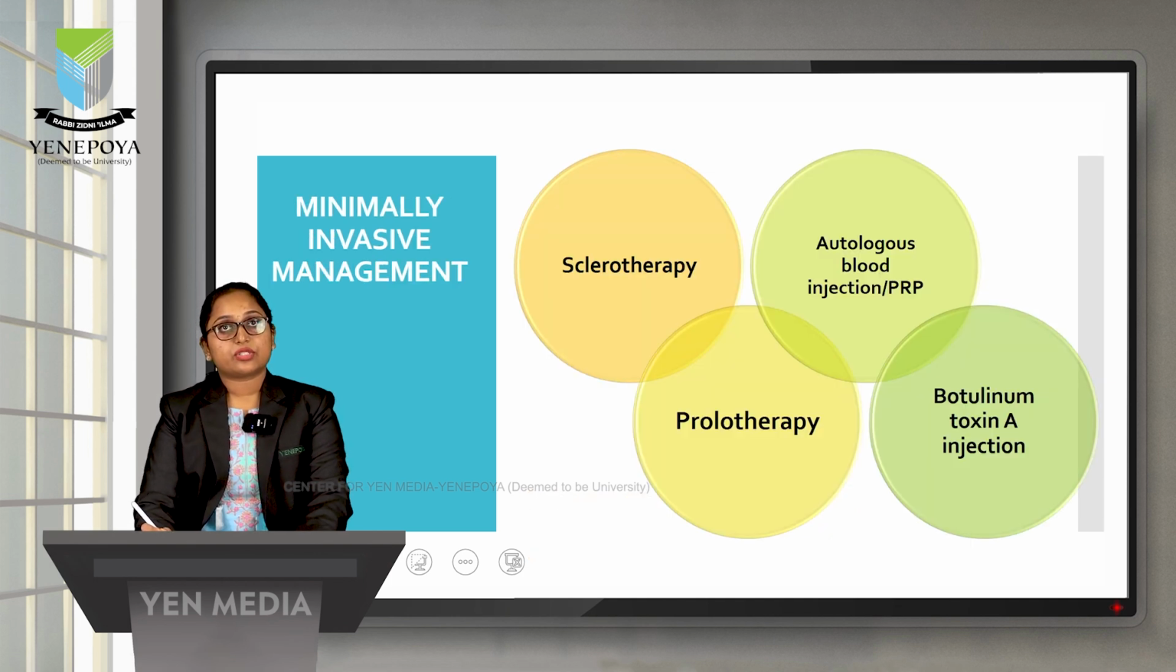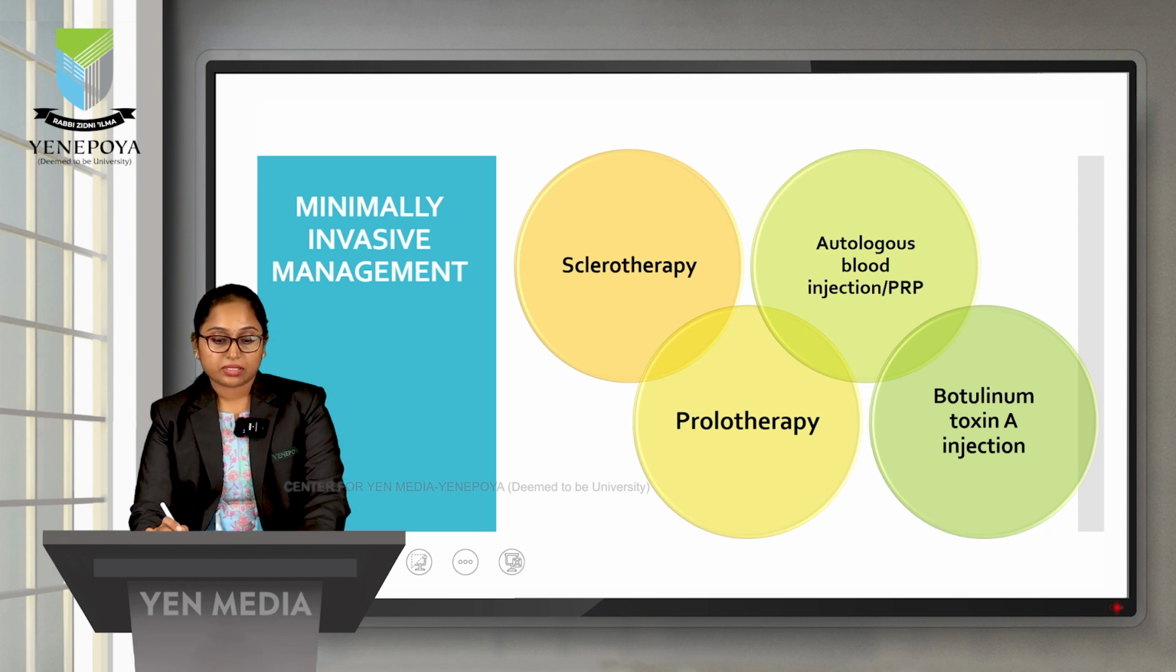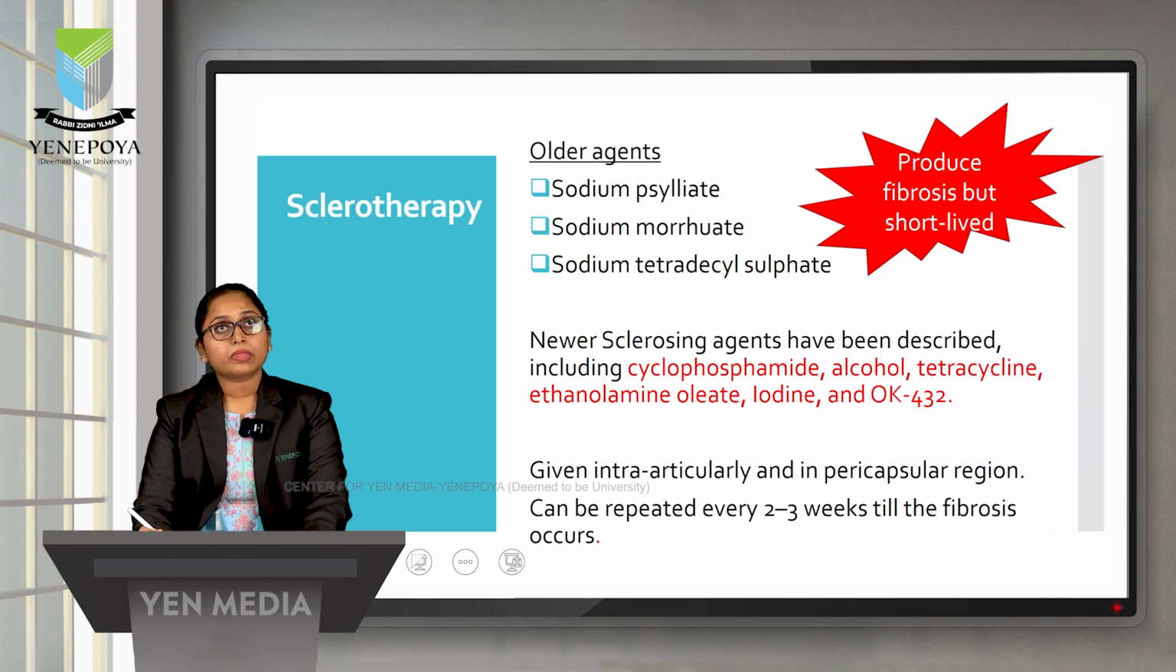Next is minimally invasive management, wherein certain injections are given inside and around the joint, which will help in reduction of the dislocation. First is sclerotherapy, next is prolotherapy, then autologous blood injections or PRP can be given, and then Botox injections. First and foremost is sclerotherapy.